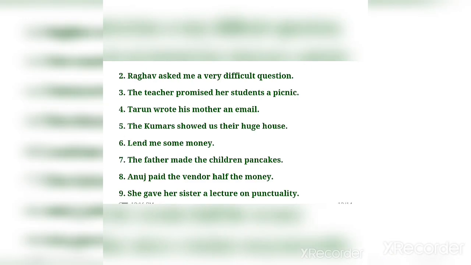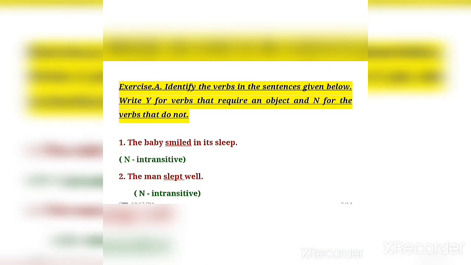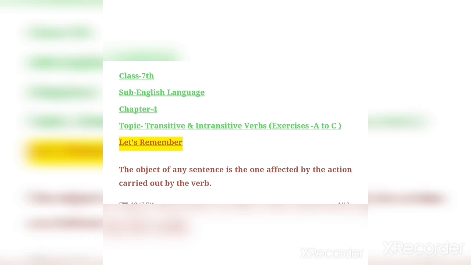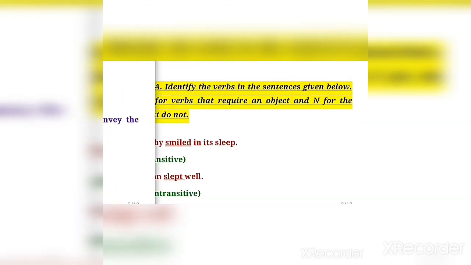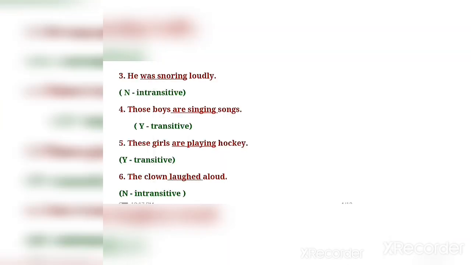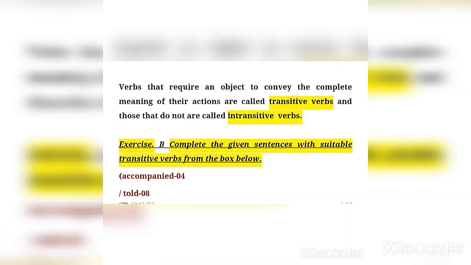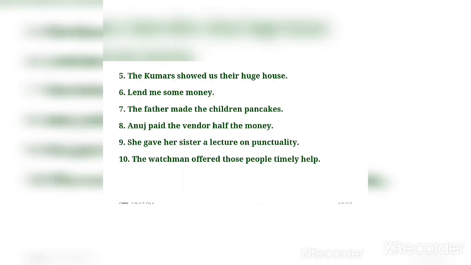So in that way, children, we have completed this, as you can see, from the starting. First of all, we revised the object, and then after, how it is not required in an intransitive verb and how it is required in a transitive verb, that we learned. Then after, with the help of different examples, we made our concept clear. Then we solved exercise A, B, and then after C. So these are the answers of all the exercises.